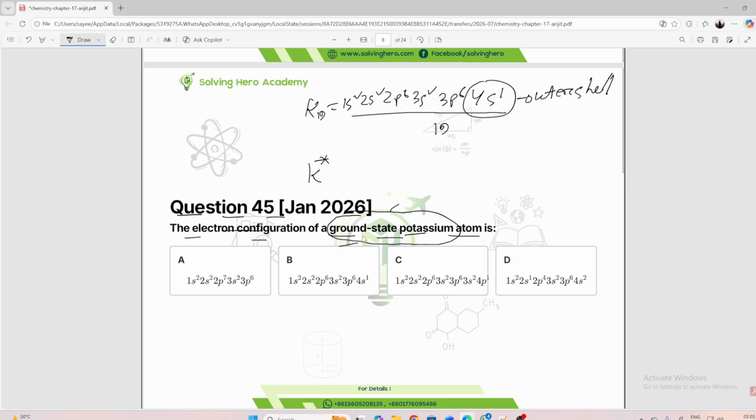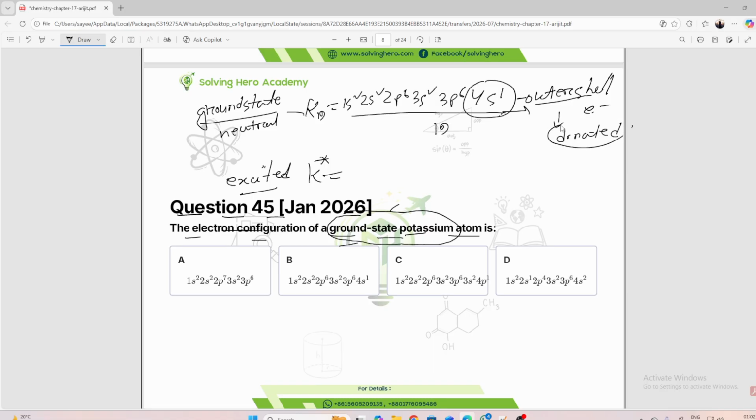What does ground state mean? Ground state means if this outer shell electron stays in the atom, this is called ground state. If potassium gives this outer shell electron to another atom, then it will be excited. What did I just say? This is ground state. That means it is just neutral. Ground state means neutral atom. But what is the opposite of ground state? Excited. What does excited mean? Excited means the outer electron is donated.